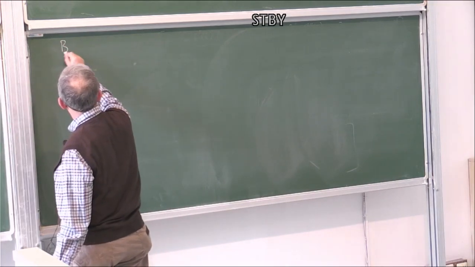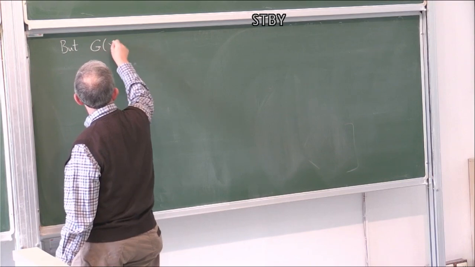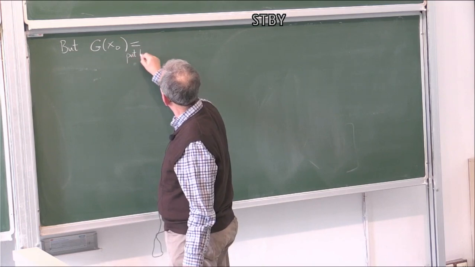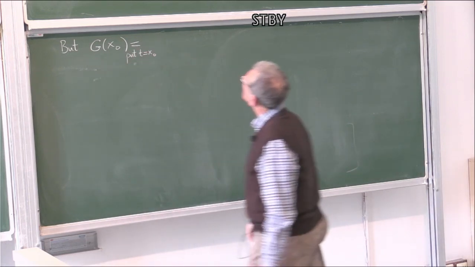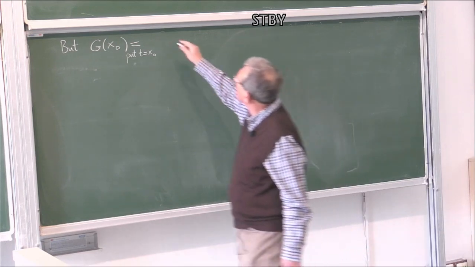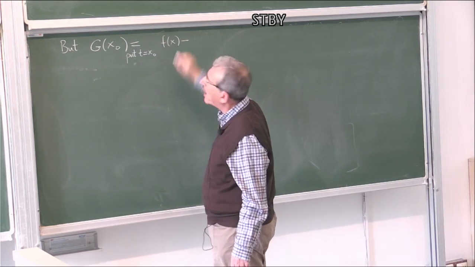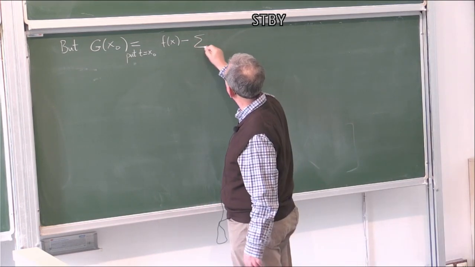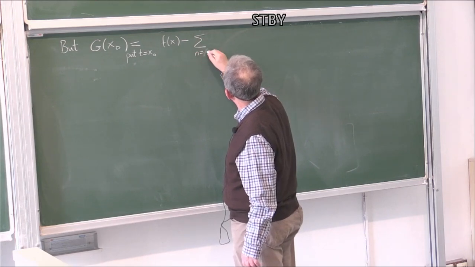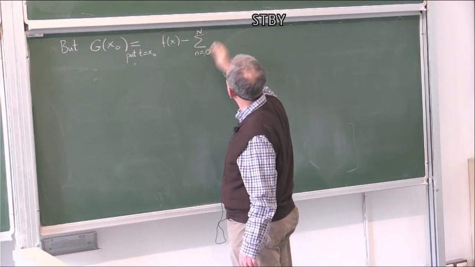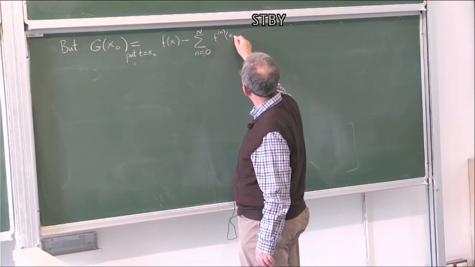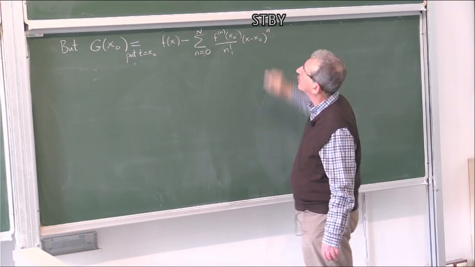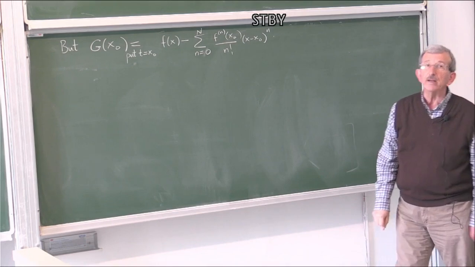But g of x0, by definition, put t is x0 in the definition of the function g. It is nothing but f of x minus, when t is x0, this is just the partial sum, the sum from 0 to capital N of the nth derivative at x0 over n factorial times x minus x0 to the n. So it is the remainder term.